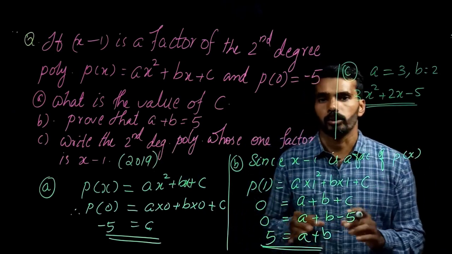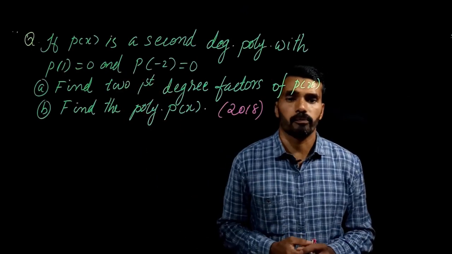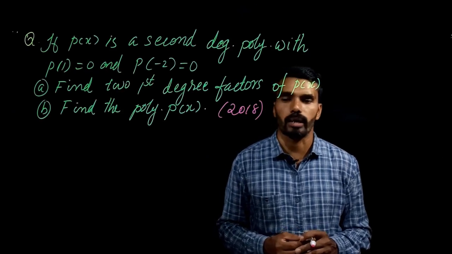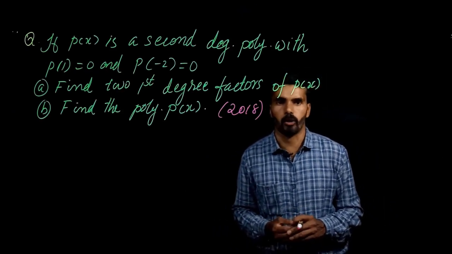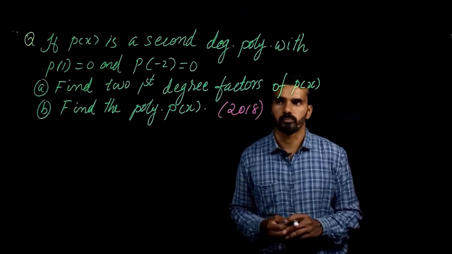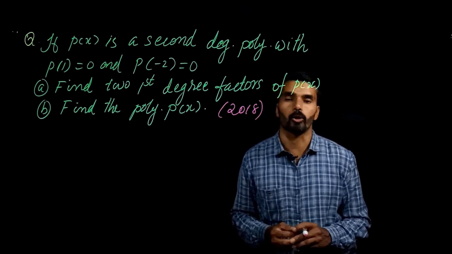Okay, so let us move to another question. Let's see the question. If p of x is a second degree polynomial with p of 1 is equal to 0 and p of minus 2 is equal to 0. First question, find two first degree factors of p of x. Second question, find the polynomial p of x.